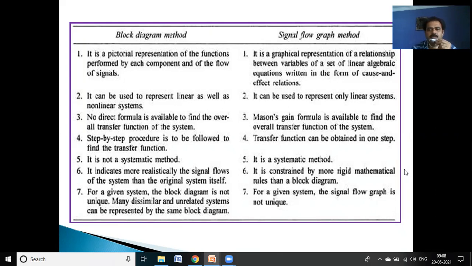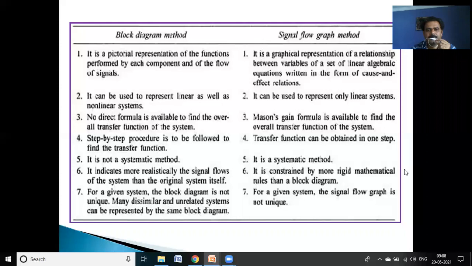So both are pictorial representations only, but it is a graphical way of representation only with straight lines, branches and nodes. We can represent a signal flow graph, whereas in block diagram, each and every transfer function is represented with a block, and input signal is represented by an arrow. Similarly, whatever be the output coming from the block is represented by one more arrow. So input, output, and transfer function, that is a pictorial representation of block diagram.